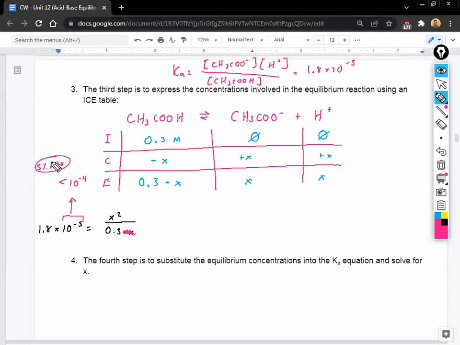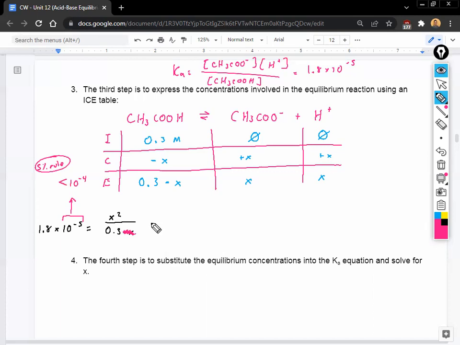So make sure you jot this down somewhere, star it, memorize it, get it tattooed. Just make sure you have this somewhere because it'll save you a lot of time. You don't need to use the quadratic formula. If the exponent is less than 10 to the negative 4, you can assume the 5% rule. We can get rid of the change.